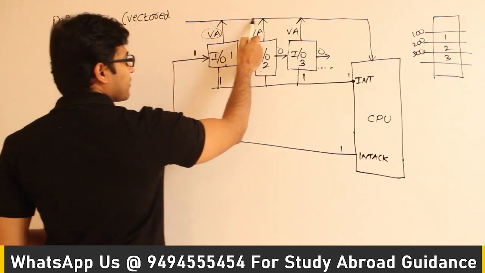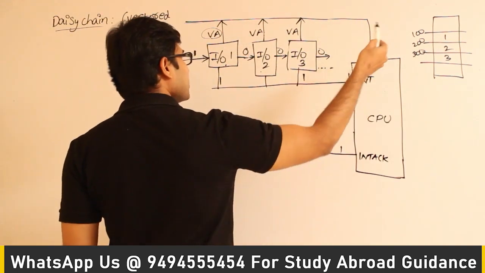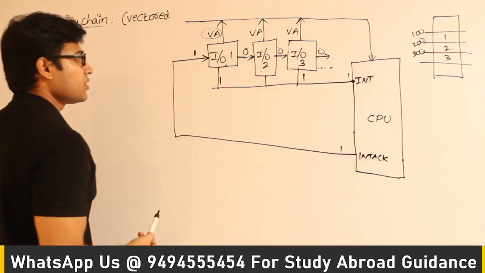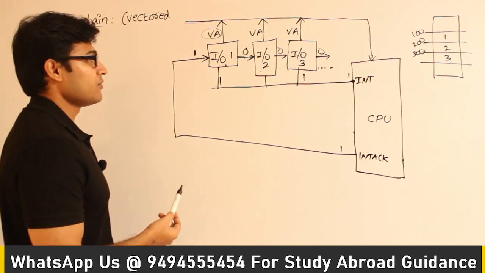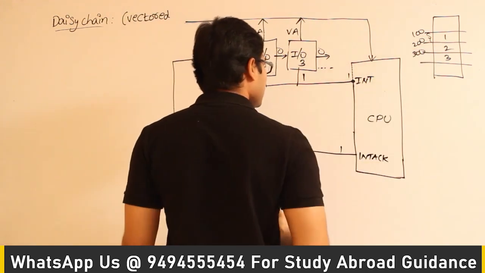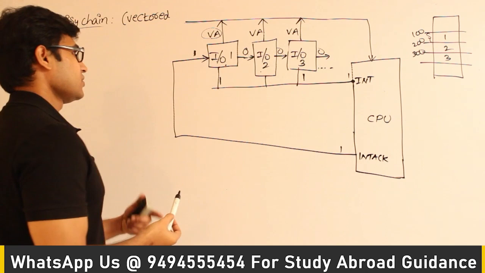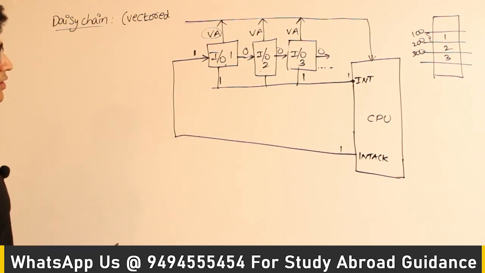Now this particular address will be loaded into the CPU, and the CPU will branch to that particular address, and then it will start executing. Got it? So it is completely a hardware based implementation. Even though it is completely hardware based, ultimately the interrupt service routine has to be software. Therefore software is also there, but still most of the things are done at the hardware level.